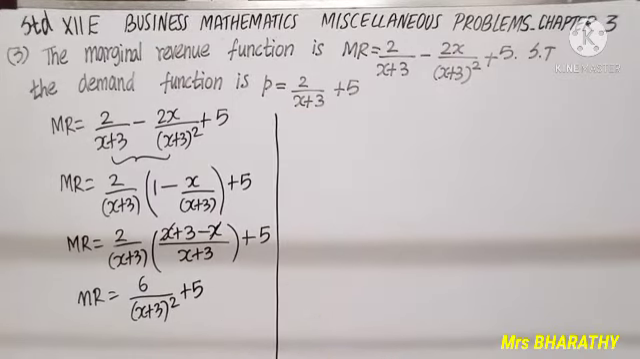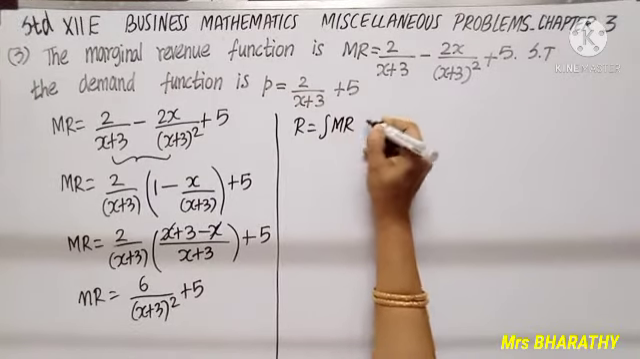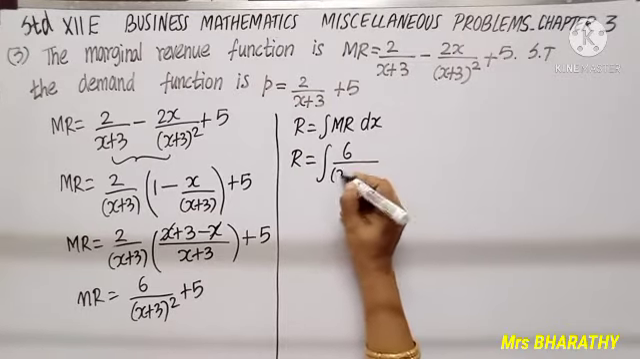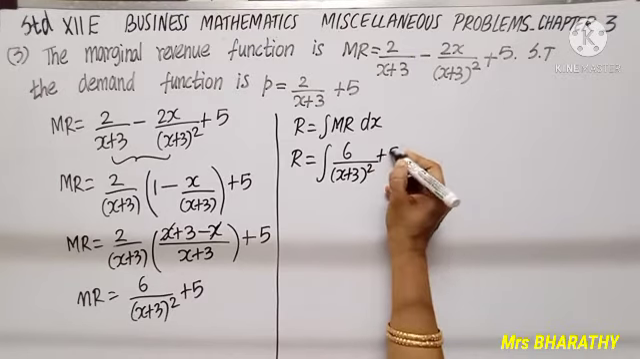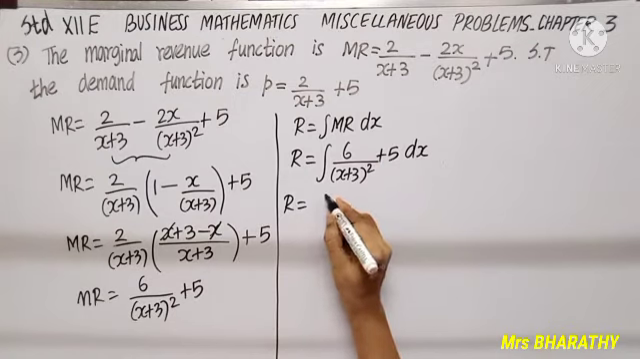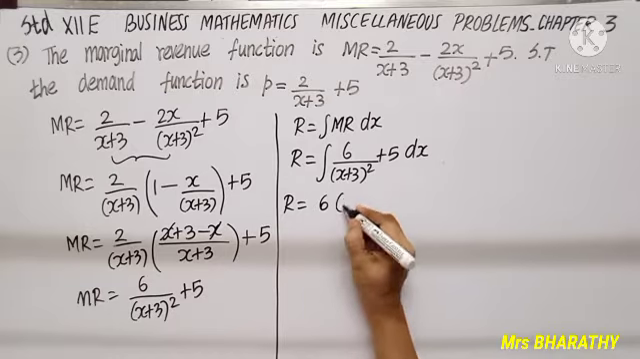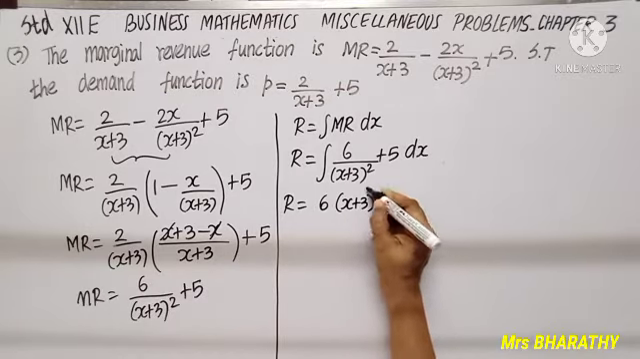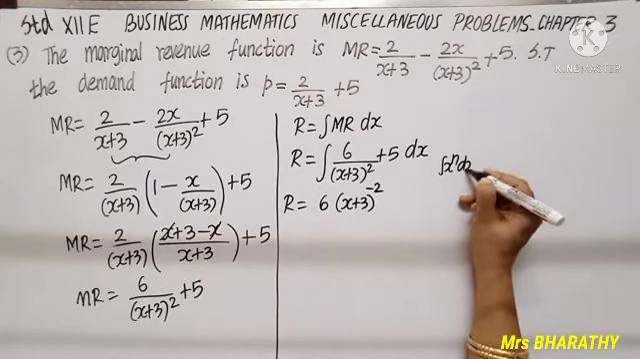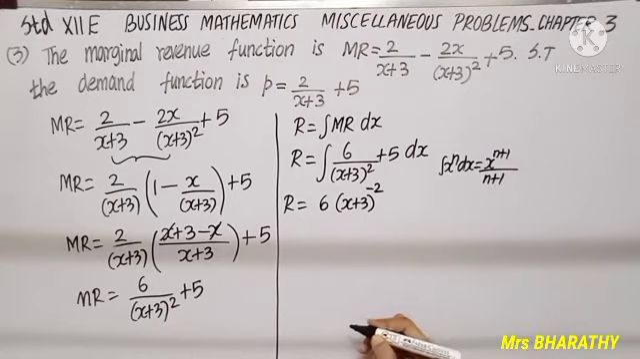As we know, revenue equals integral MR dx. R equals integral 6 by x plus 3 the whole square plus 5 dx. We remember 6 into 1 by x plus 3 the whole square will be written as x plus 3 power minus 2. And what is the power rule? Integral x power n dx is x power n plus 1 by n plus 1.